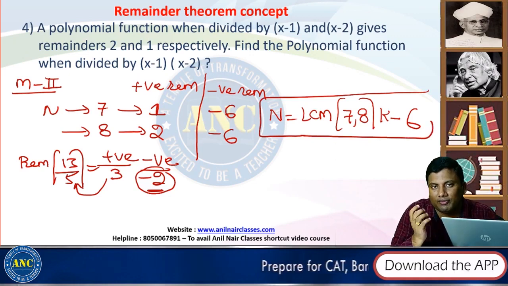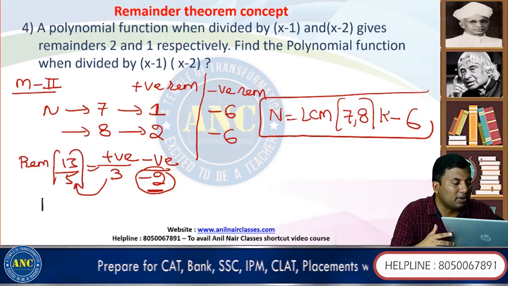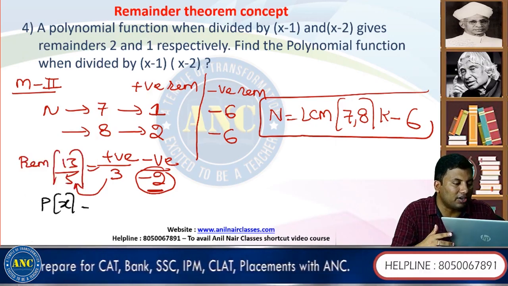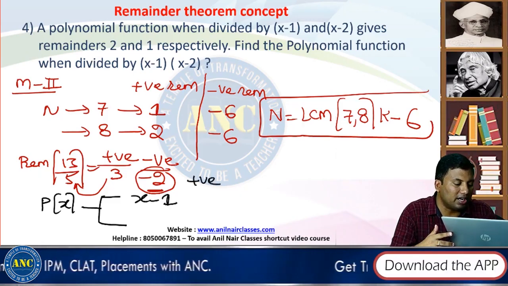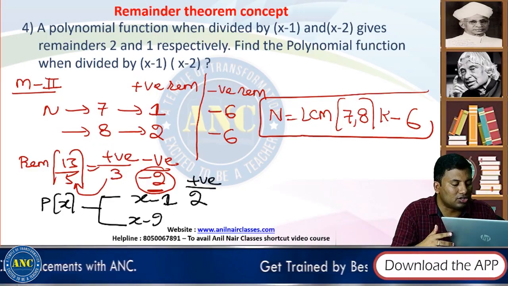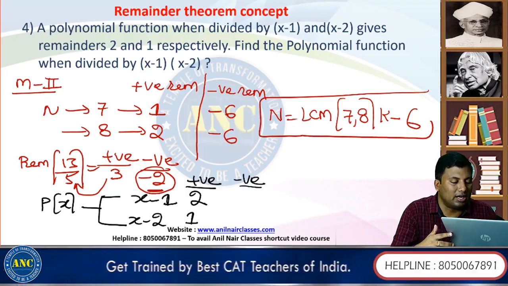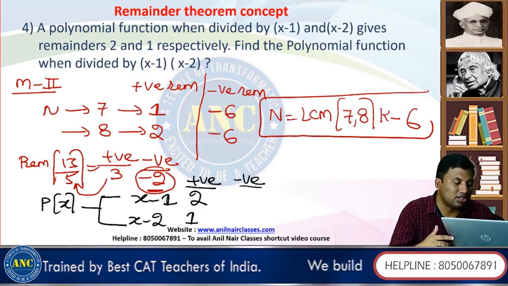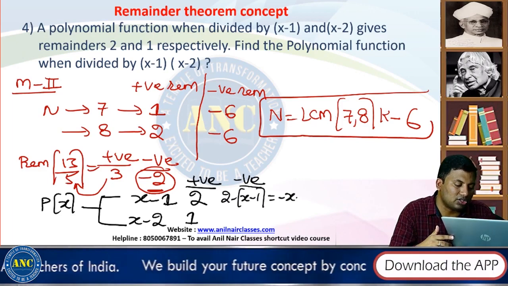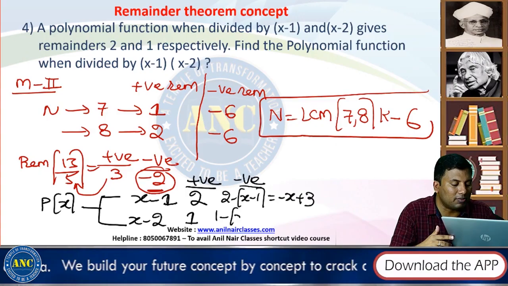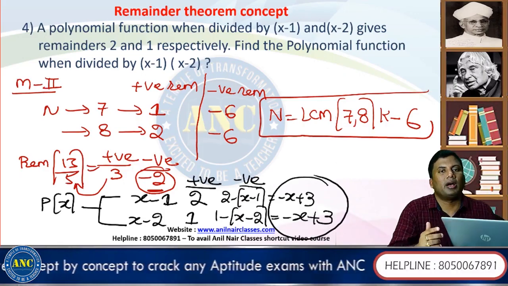This is something which most of you already knew in number system. Now see here, how am I using it in algebra? Instead of n, it is a polynomial function. If it is divided by x minus 1, positive remainder is 2. When it is divided by x minus 2, positive remainder is 1. What is the negative remainder? 2 minus of x minus 1, which is minus x plus 3. 1 minus of x minus 2, which is nothing but minus x plus 3. Directly we got the answer minus x plus 3.